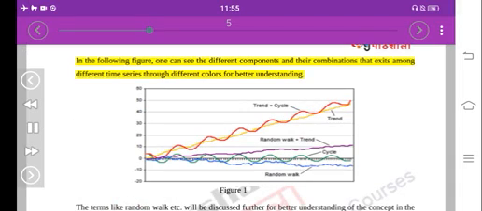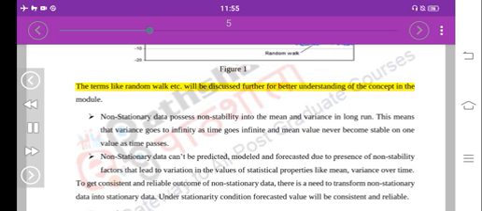In the following figure, one can see the different components and their combinations that exist among different time series, through different colors for better understanding. Figure 1. The terms like random walk, etc. will be discussed further for better understanding of the concept in the module.